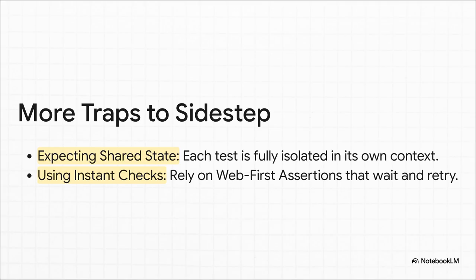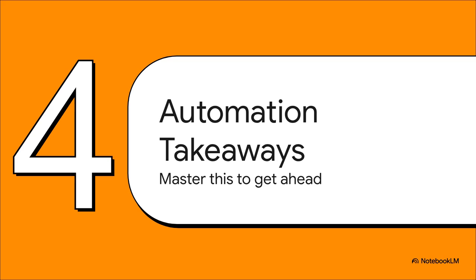Second is using instant checks. That's like peeking in the oven for a split second and deciding the cake is done. Web apps have delays. Instead, you have to use what are called web-first assertions. They're smart enough to wait and retry for a few moments until the condition is met, which makes your tests 1,000 times more reliable.